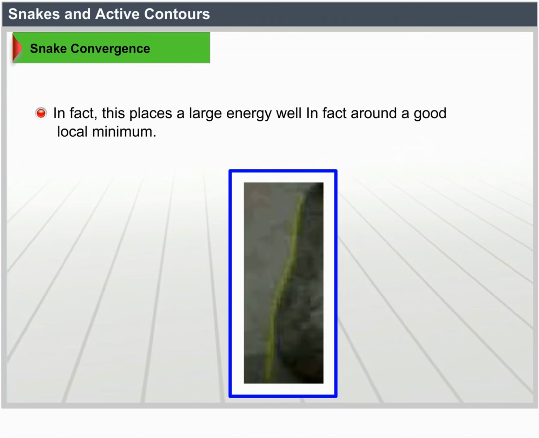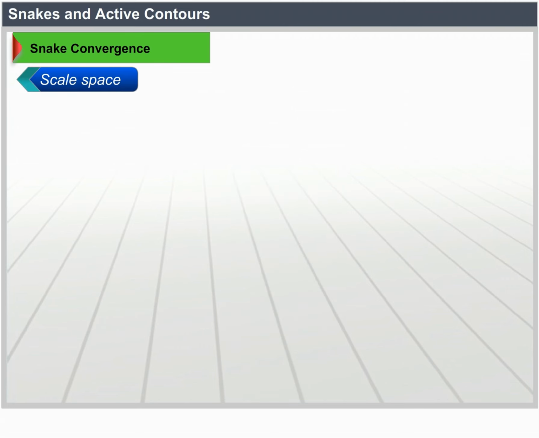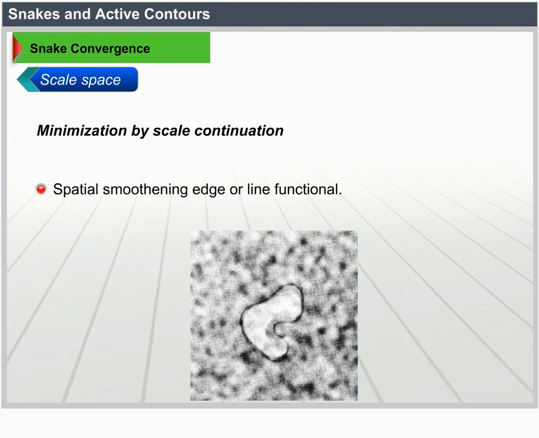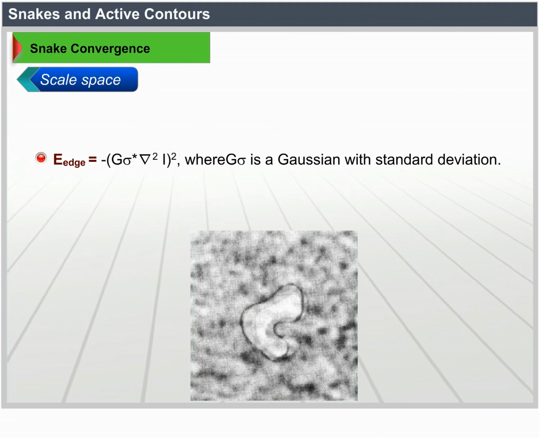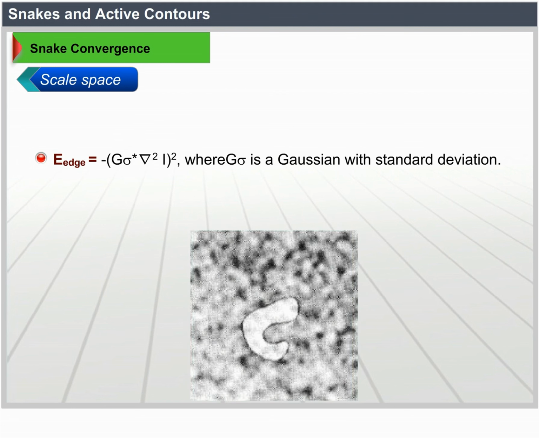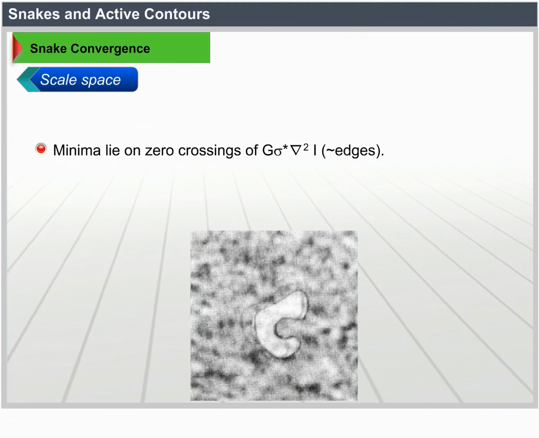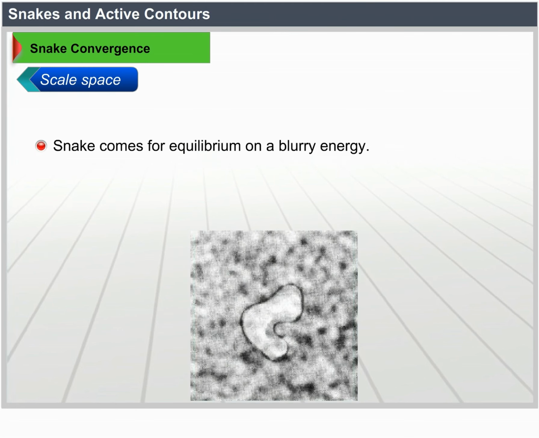Scale space. Minimization by scale continuation. Smoothing the edge or line functional: E edge is given by minus G sigma del squared I, whole squared, where G sigma is a Gaussian with standard deviation sigma. Minima lie on zero crossings of G sigma del squared I. The snake comes to equilibrium on a blurry energy. Slowly reduce the blurring.